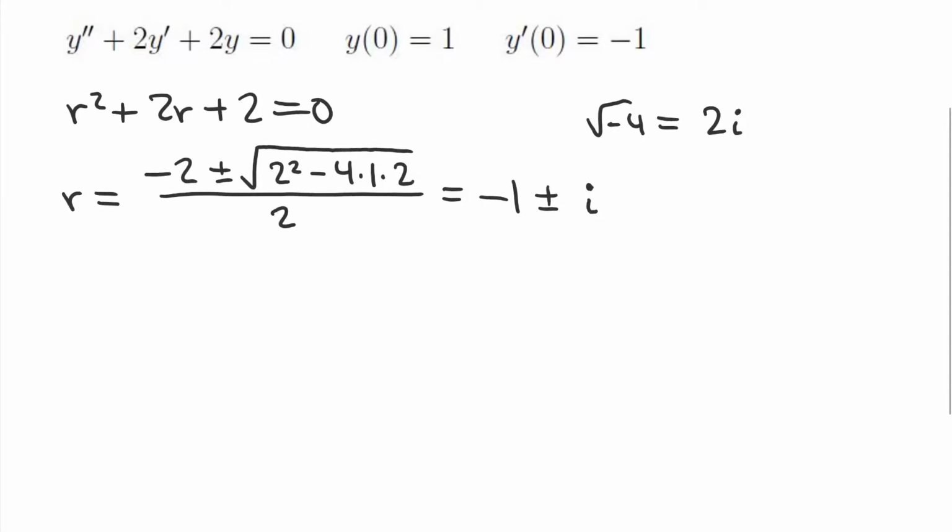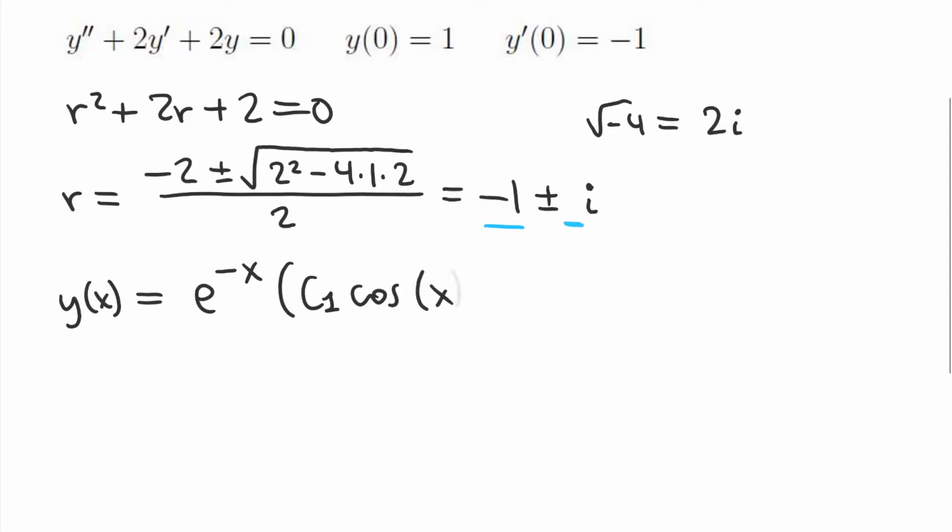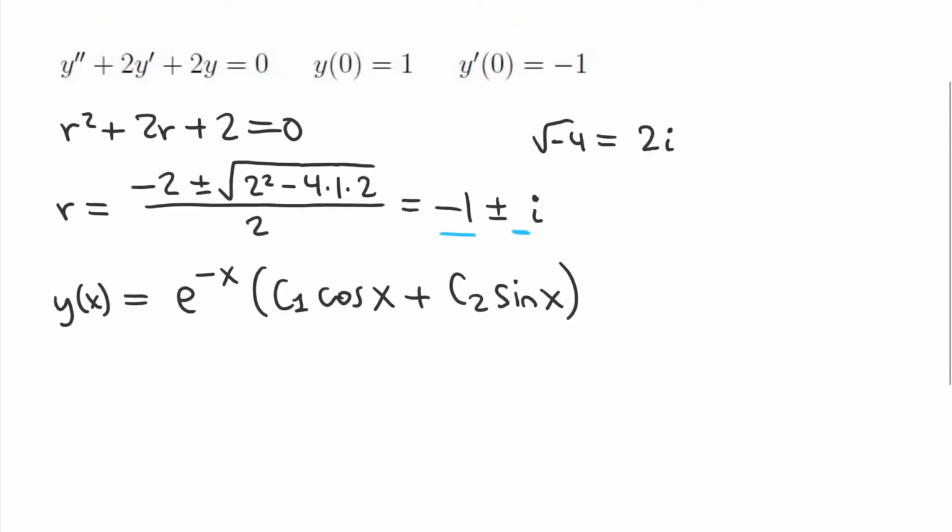And so in this case, our general solution is going to look like this. It's going to be y of x is e to the real part, so negative 1 times x, and then times a constant c1 times the cosine of the coefficient on the imaginary part, which is also 1 times x, cosine x, plus c2 times sine times the coefficient on the imaginary part, which again is just 1. So this is our general solution, and we still have to find the particular solution that corresponds with these initial conditions.